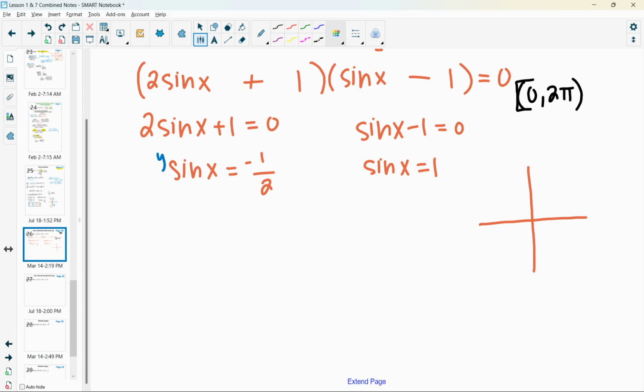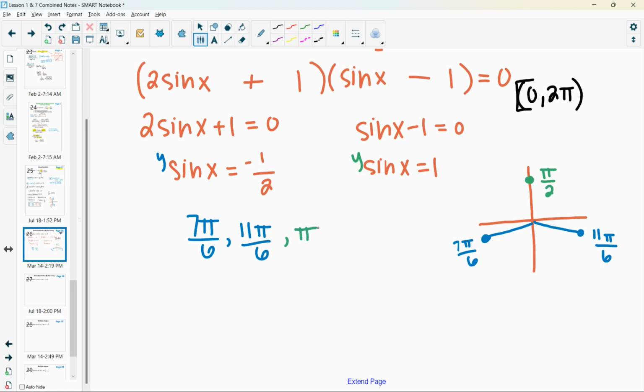So when is the y coordinate -1/2? So the y coordinate is -1/2 here and here. So that's at 7 pi over 6 and 11 pi over 6. So here's your 7 pi over 6 and your 11 pi over 6. And then when does the y coordinate equal 1? And that's here, only at pi over 2. So then those are your angles that would make this equation true.